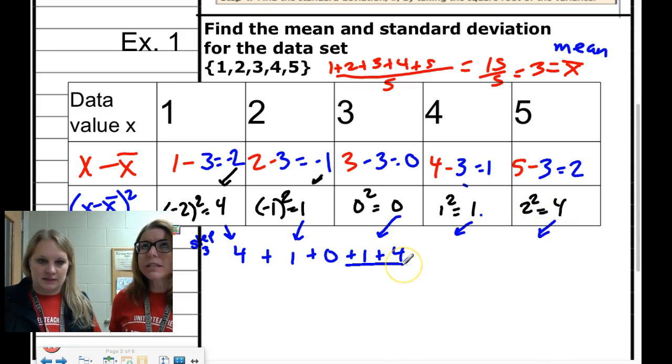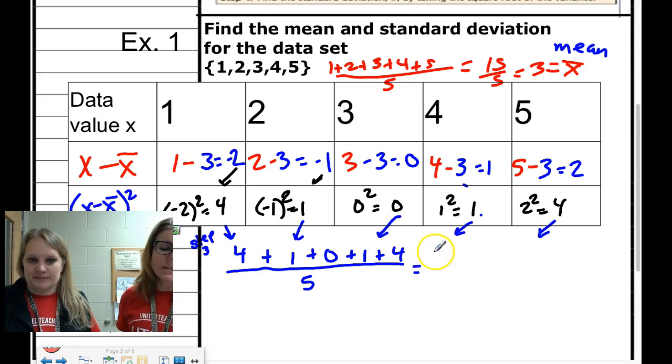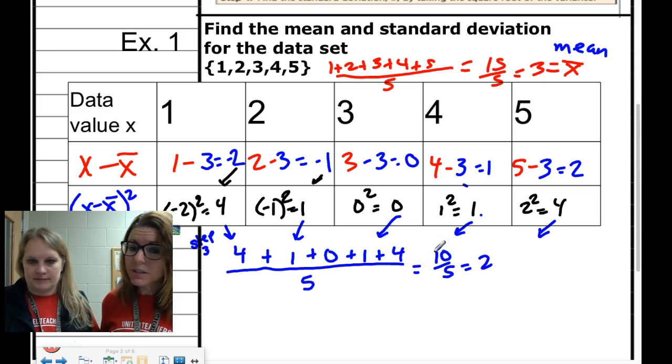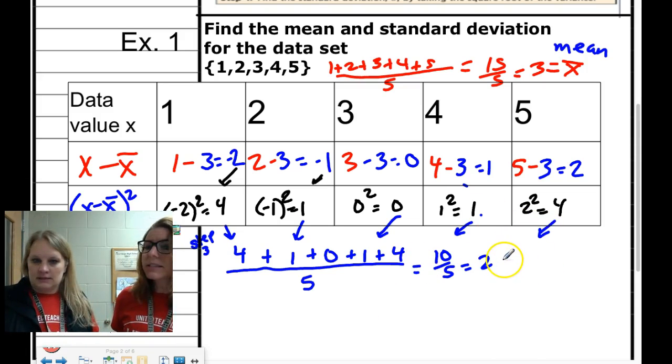It's the average of the squared differences. It sounds like a lot of words, but it's all over 5: 1, 2, 3, 4, 5. When you add that up, you get 10 over 5, which is 2. That equals sigma squared, which is the variance.